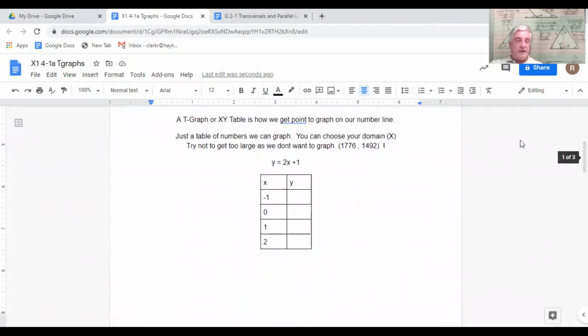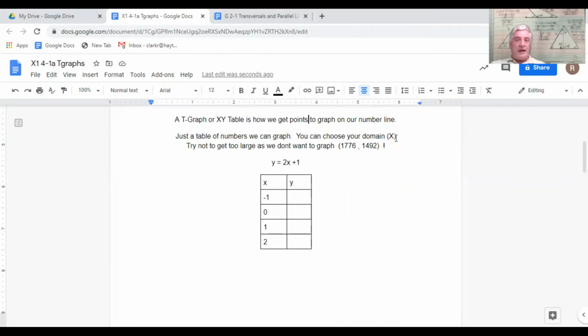A t-graph is an XY table, is how we get a point or points. How many points do we need to graph a line? We need at least 2. How many will I get? I'll get 3. Because if I get only 2, and they're supposed to look like this, but one of them looks like this, how do I know if I've made a mistake? But if I get 3 points and they are linear, if they all line up, then I'm sure that's where my line goes.